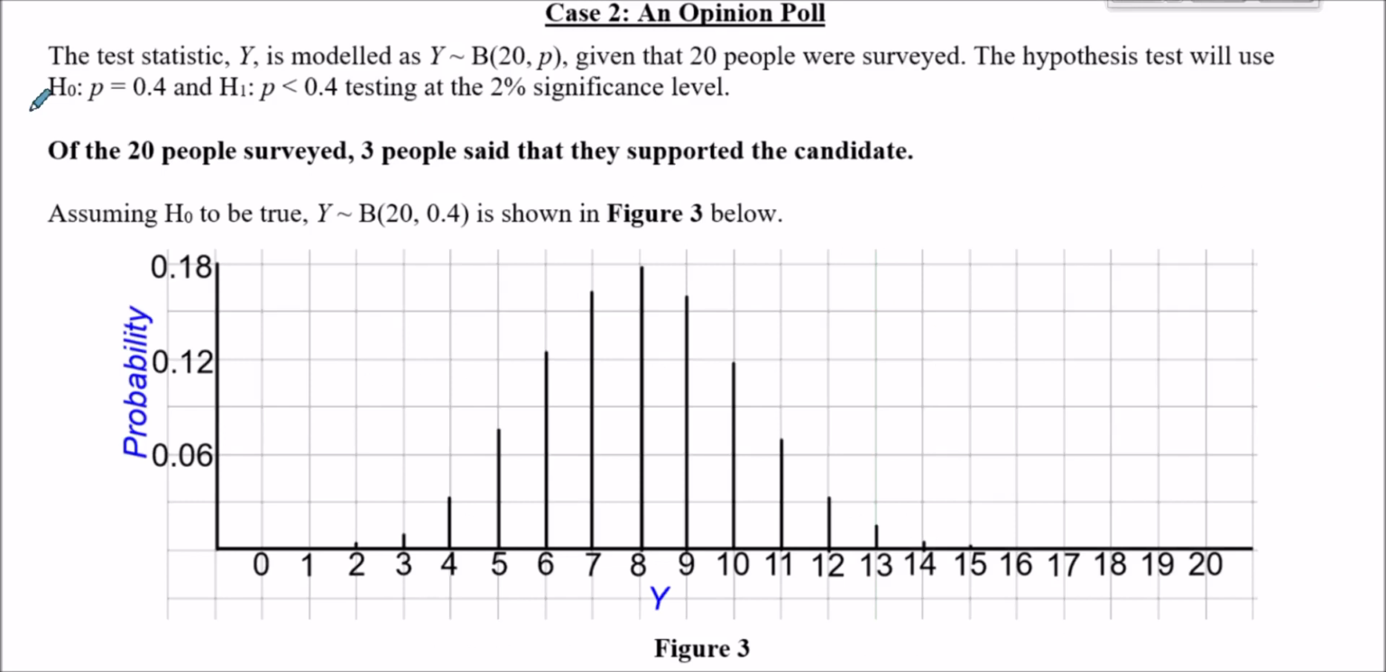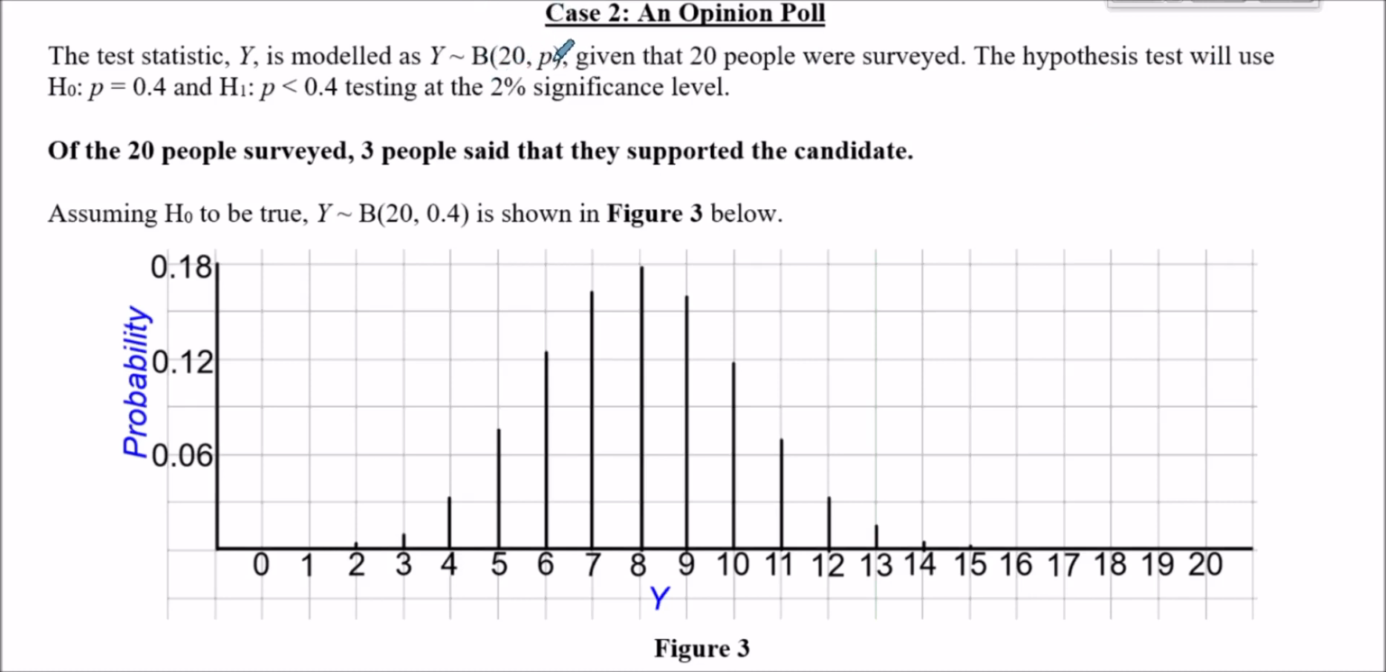Case 2 of the opinion poll example. So here we're calling the test statistic y because the coin was x. This candidate is either going to have people supporting her or people that aren't supporting her. So again, it's binomial. Here we're going to say that 20 people were surveyed, and so the first parameter in the binomial distribution is 20.